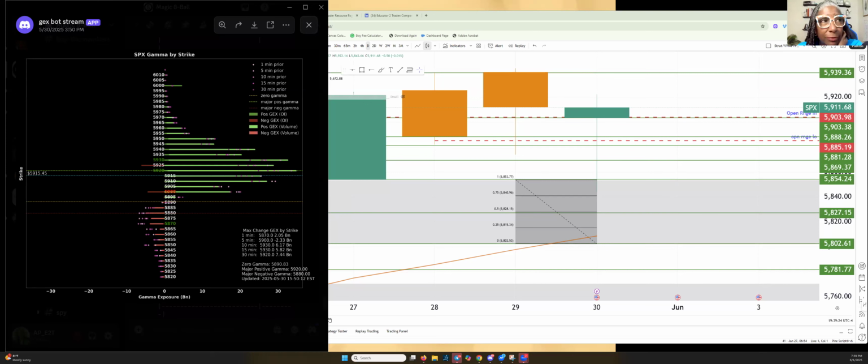Okay, I've got to open up my Thinkorswim in order to see the open interest stuff because I can't see that here.